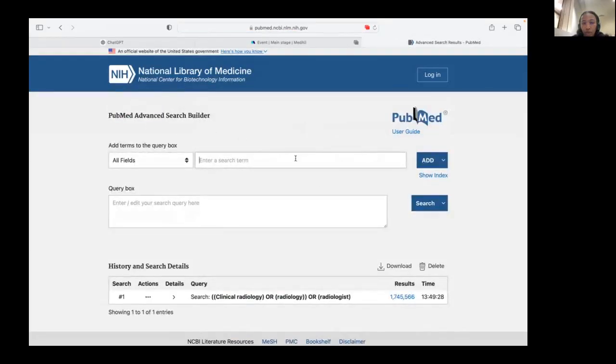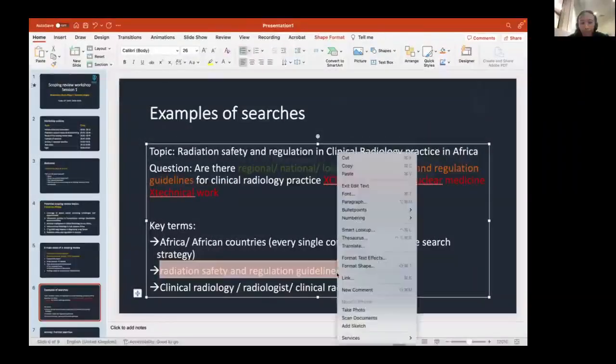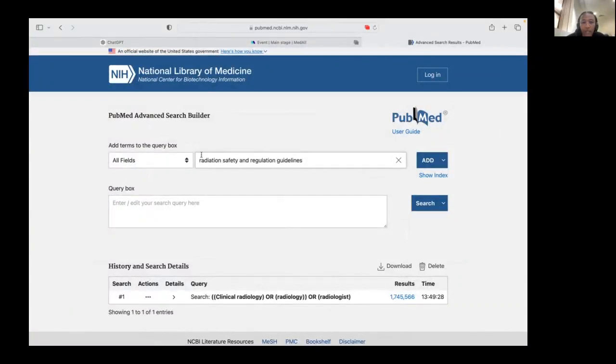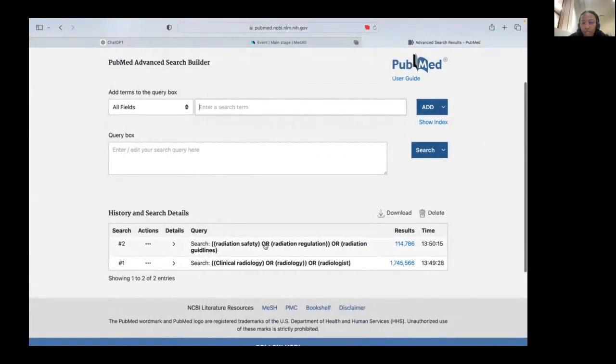The next thing you would want to do is go back to your key terms and include terms for the other ones. So we have radiation safety or radiation regulation guidelines, and then you can search. So we have a smaller number. We've not combined any of these search strategies yet.